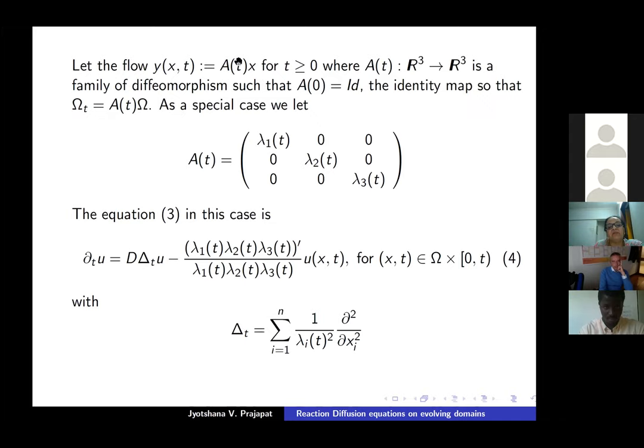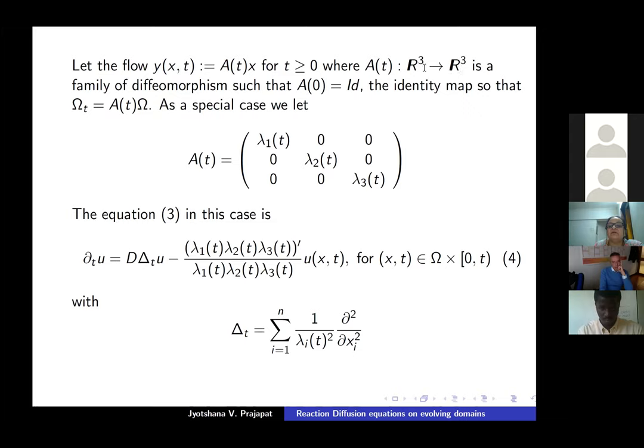One can probably introduce here a complicated matrix A_ij(t) and go through the entire work. But for the sake of simplicity, we are just trying to work with the simple case where the matrix A is diagonal. And as you can see, we do allow for anisotropic flow. So one doesn't need to have lambda 1 equal to lambda 2 equal to lambda 3. One can have different flow speeds in different directions. And it is quite simple. We start with the initial one identity, and these are diffeomorphisms. So these are non-singular matrices.